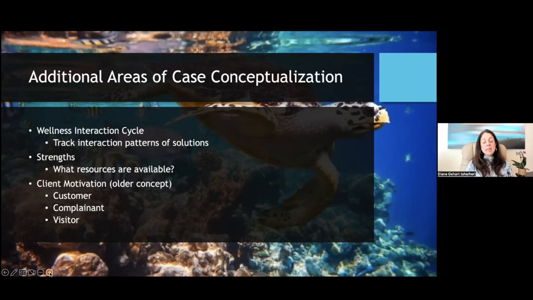And there is an older concept in the literature where they're assessing for the customer for change, the complainant, and the visitor. The customer for change is the person who's ready to go. They're taking responsibility. You give them a homework assignment and they're on it. And most of us act like all of our clients start there. Most of them don't. The visitor is someone who is just passing through, usually a parent or a court or partner has dragged them into therapy against their will, and they're not real motivated to do stuff between sessions. And the complainant is someone who's complaining about somebody else and sees the problem outside of themselves.